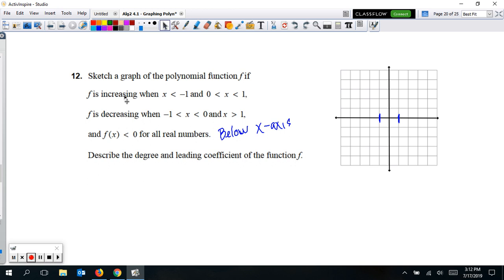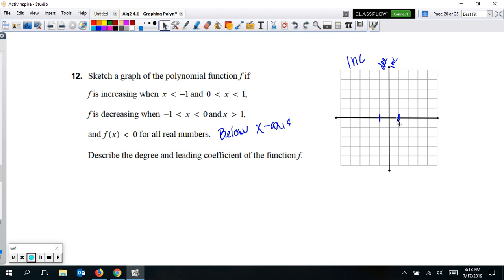It's increasing when x is less than -1. So less than -1 is over here. It's going to be increasing, coming up when it's on this side of this -1. And then what is it doing after -1? Between -1 and 0, that's this part right here, it's decreasing. What's happening between 0 and +1? That's this one right here, between 0 and +1, it's increasing. So it's increasing in that little increment.